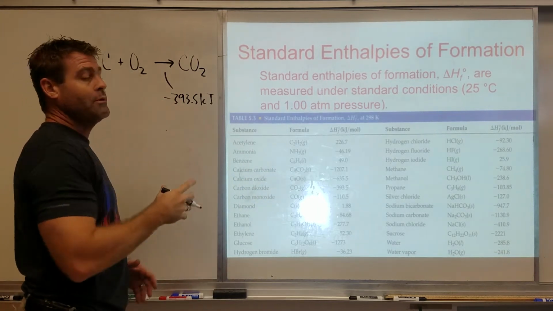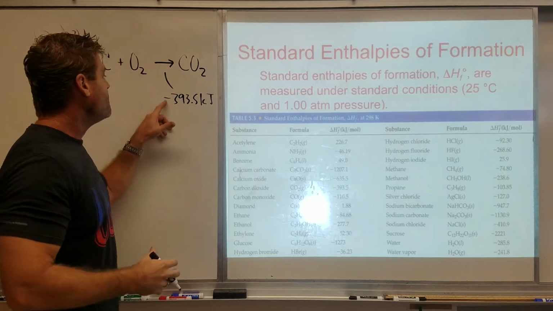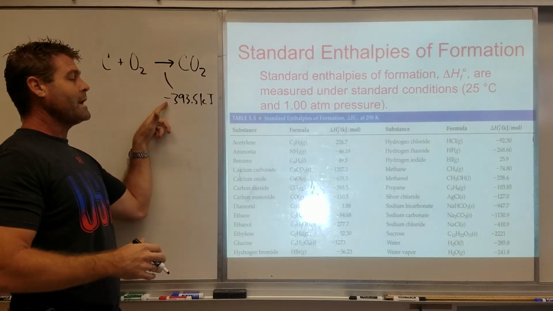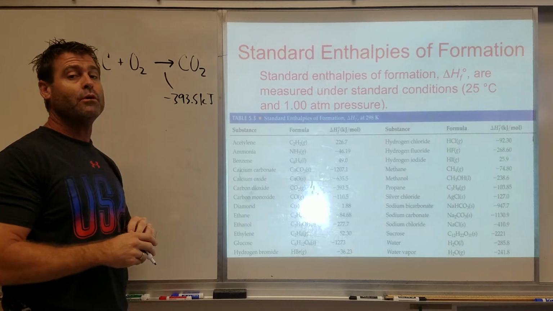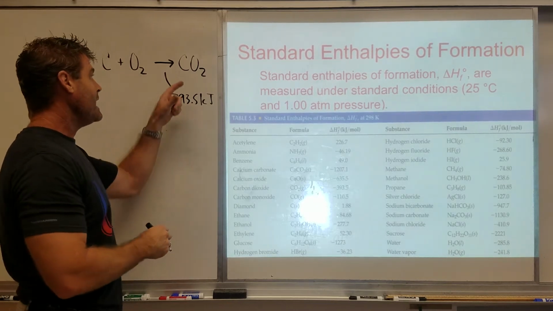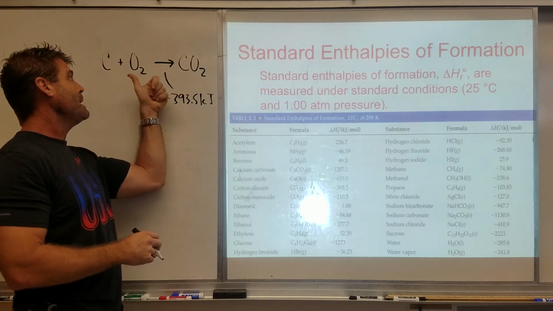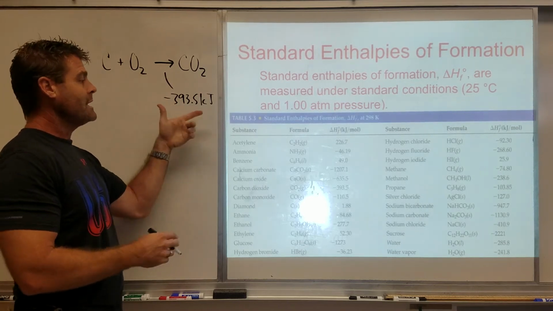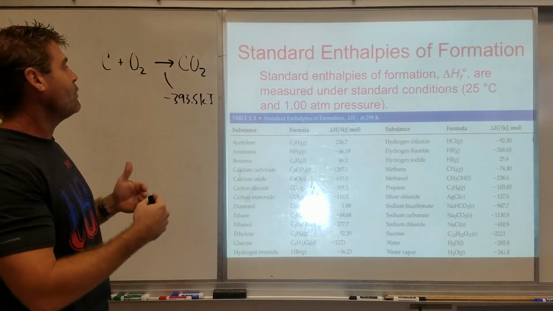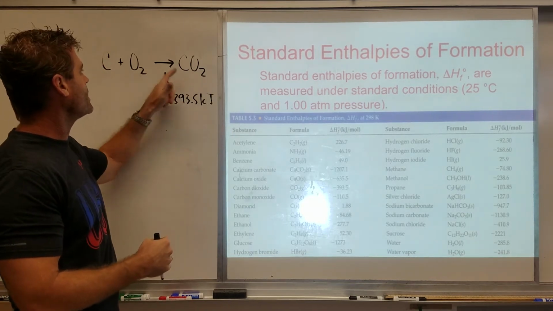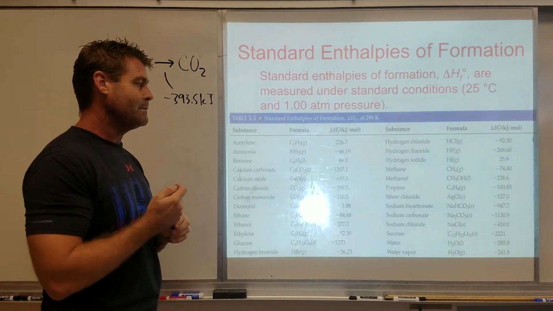There's still 393.5 kilojoules of energy involved, but if you go the reverse way, what happens to the sign? It becomes positive. That means it would require 393.5 kilojoules of energy in order to decompose carbon dioxide back into carbon and oxygen. Okay, so that's the enthalpy of formation: how much heat is given off or was required to form the compound from its constituent elements.